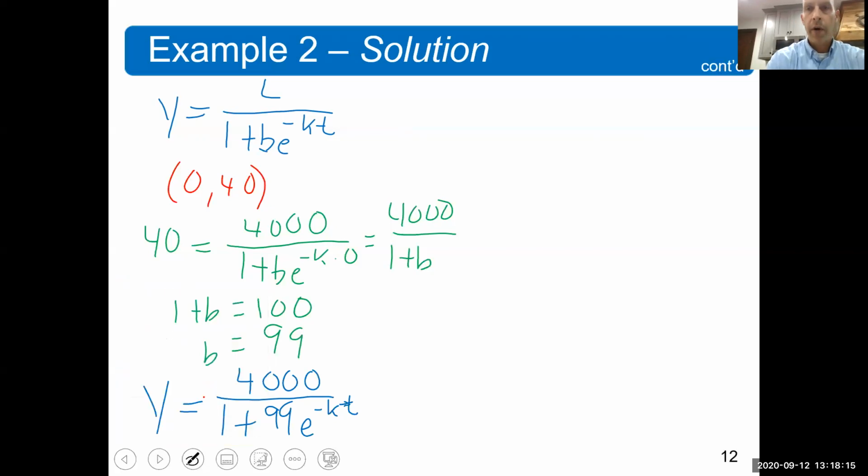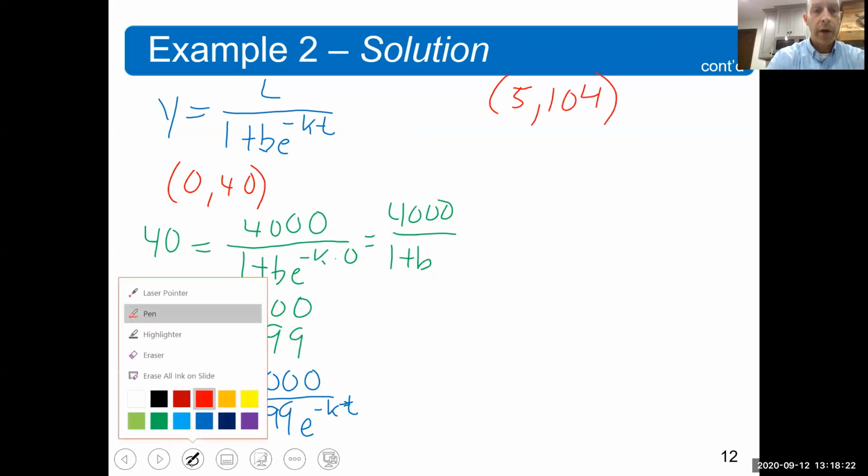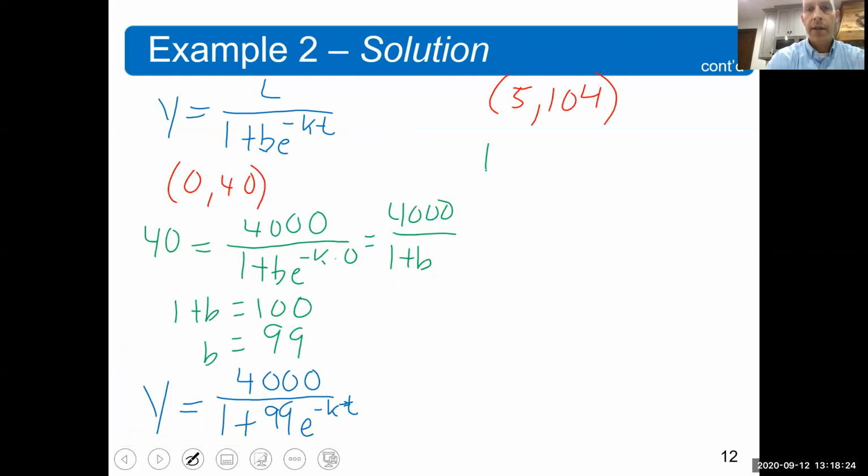So let's go ahead and write that as t equals 5, y equals 104. We'll do this step in green. That tells us that y will be 104. L is still 4,000 because that's the carrying capacity, over 1 plus 99. We figured out b in the last step. e to the negative k, and then t here is, I think we said 5. Yes, it's 5.